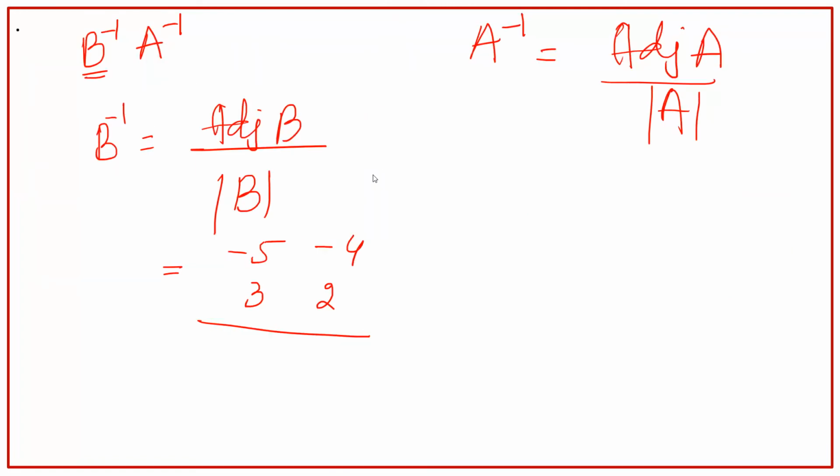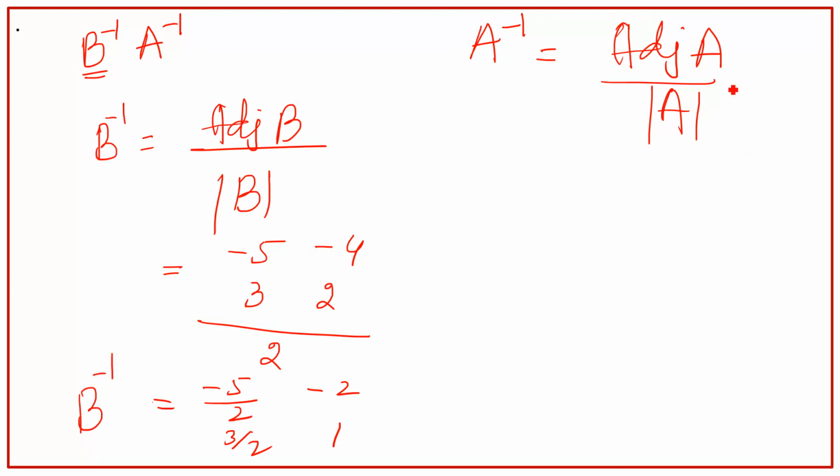So move on here. It is equal to, B determinant is equal to 2. And then you have to minus 5 over 2, and this is minus 4 over 2, which is equal to minus 2, and 3 over 2 and 1. So this is B inverse.